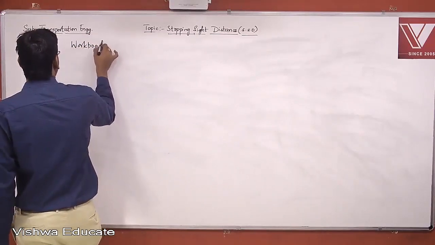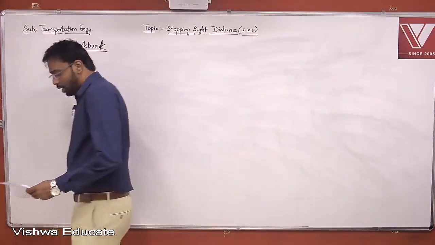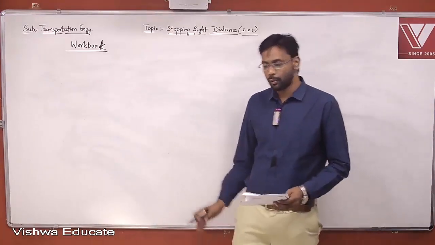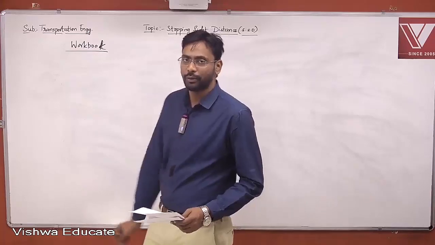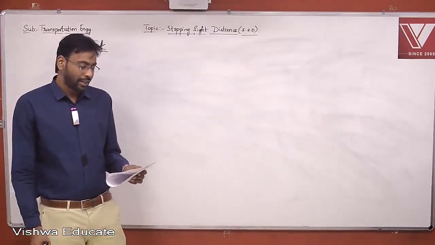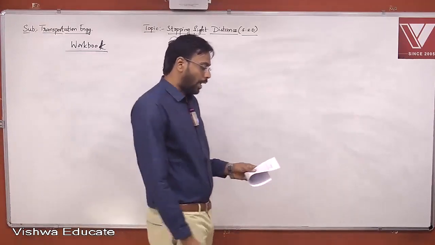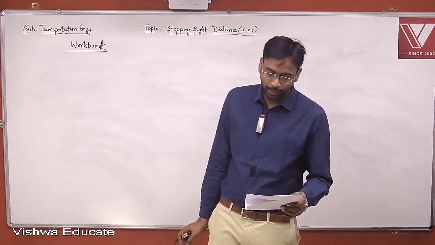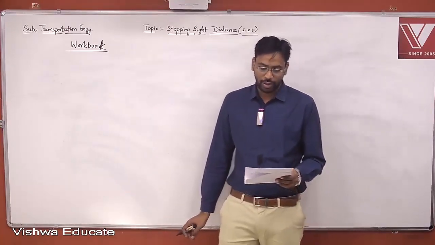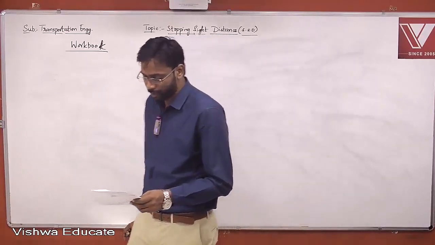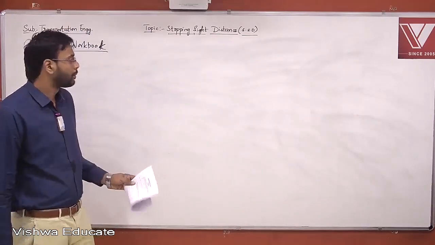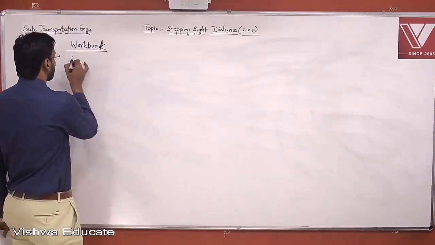First one. So we'll start with the basic problems, then we will be moving to difficult ones. First one. A vehicle is traveling at 80 kmph, had applied the brakes, and the vehicle traveled 76.5 meters before stopping. What is the coefficient of friction developed? So first problem.